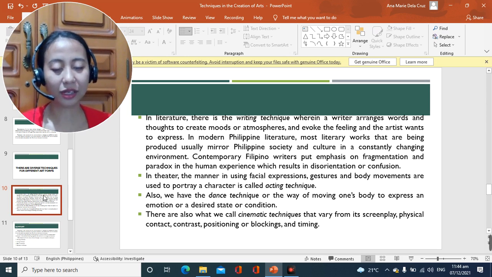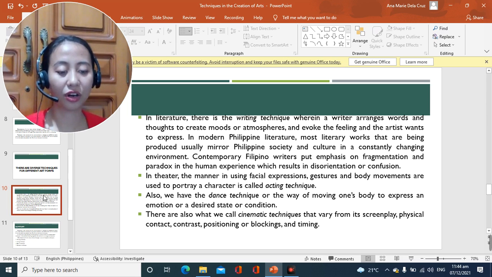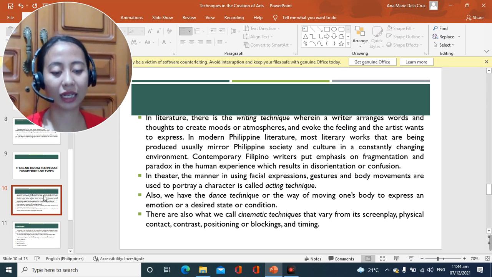Next, there are also what we call cinematic technique that vary from its screenplay, physical contrast, I should say, positioning or blockings and timing. O, yung timing na yan, importante din ito sa pagsasayaw, dance technique.